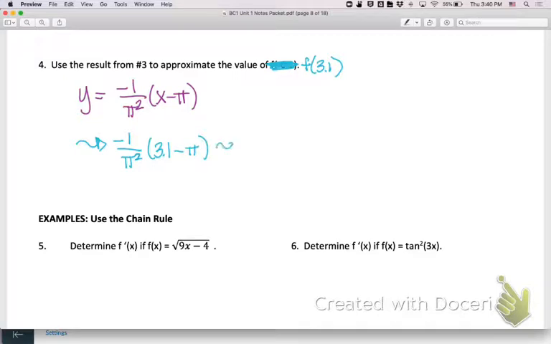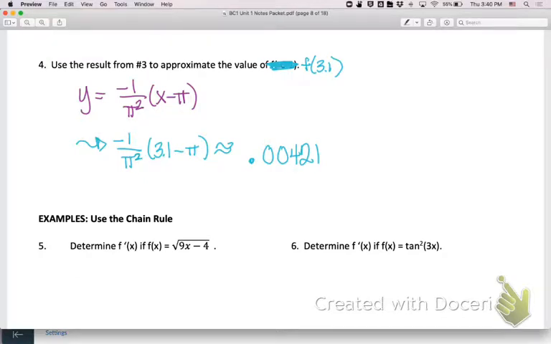And let's go ahead and put that into our calculators. It gives the answer in scientific notation. So it's going to be 0.00421 is what we get there. Now this is an approximation to f of 3.1.